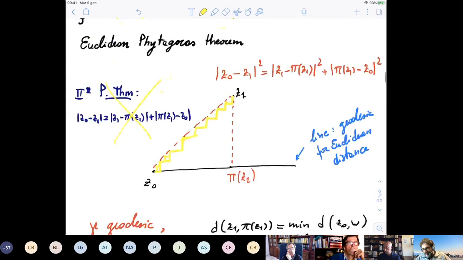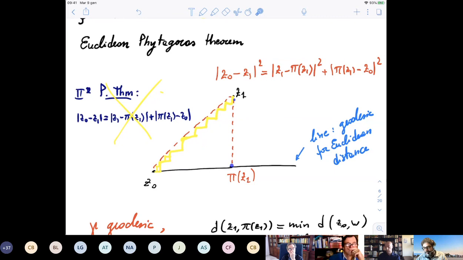I do the following. I consider a point, π(Z1). And this one is a geodesic, the Euclidean geodesic, which joins Z0 with π(Z1). And then I take another point, I consider here a line, which is a geodesic for the Euclidean distance, and here the point Z1. What is this point that I call π(Z1)? It's nothing but the orthogonal projection. And what is the orthogonal projection? This point here is the closest point to Z1. Okay, so here is Z1, and this is the closest point in the Euclidean metric on this geodesic from Z1. So the orthogonal projection is the closest projection, the Euclidean projection of Z1.